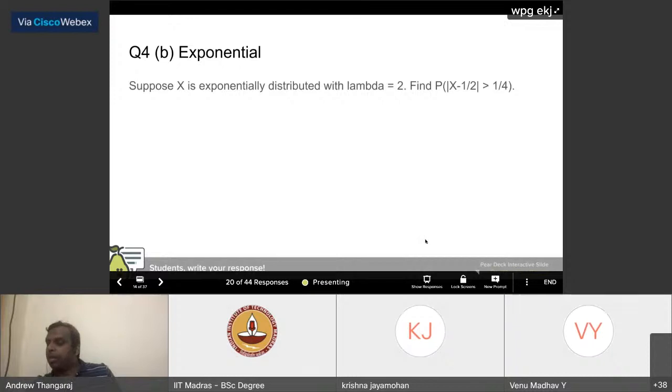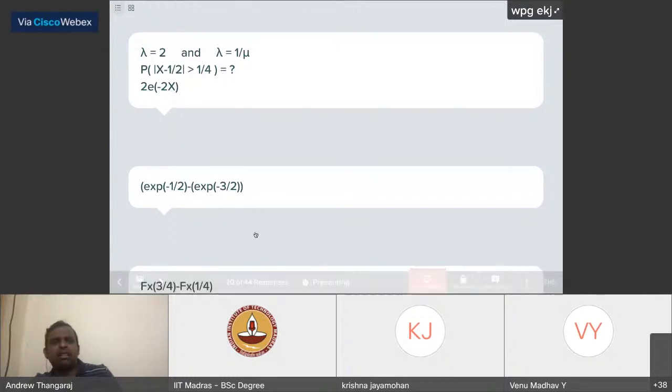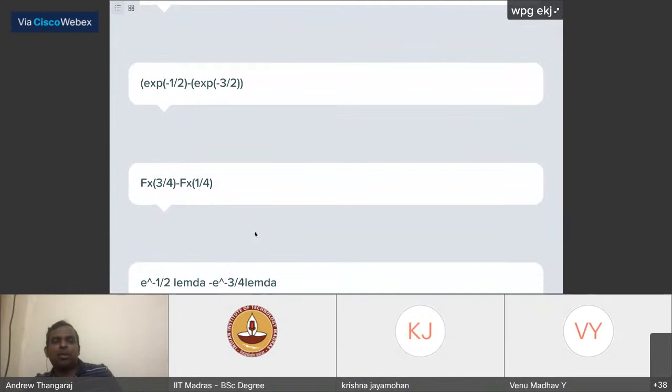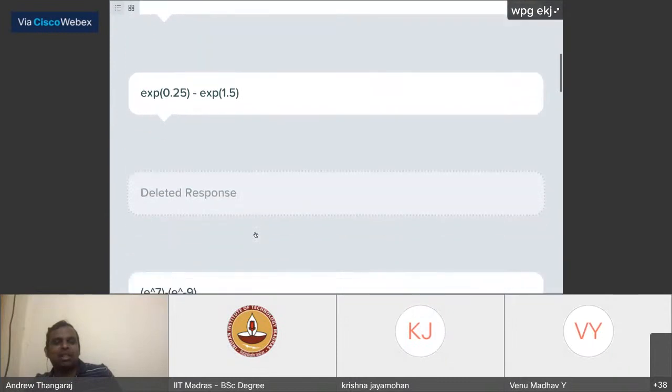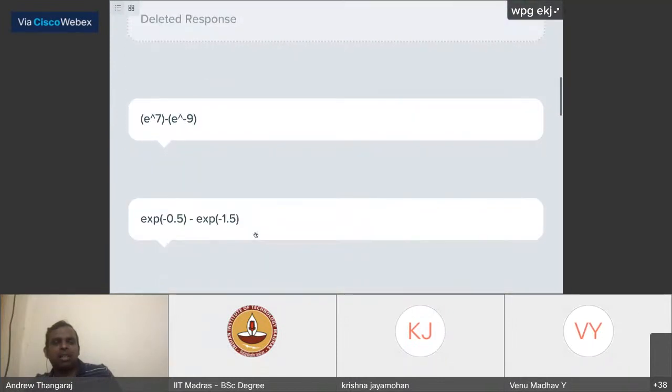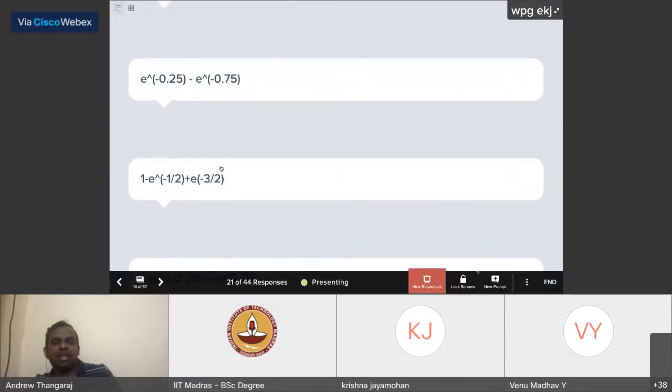Okay, so I think enough people have got to the answer. Let me see how they've expressed it. e power minus half minus e power minus 3 by 2. Is that correct? F_X of 3 by 4 minus F_X of 1 by 4. Finally I meet an answer which is similar to what I have: 1 minus e power minus half plus e power minus 3 by 2. So this is sort of the answer that I have.